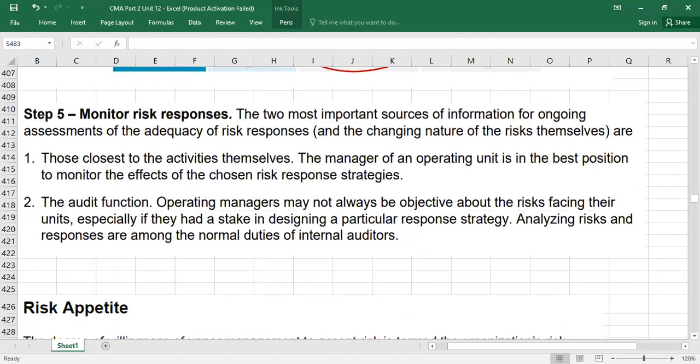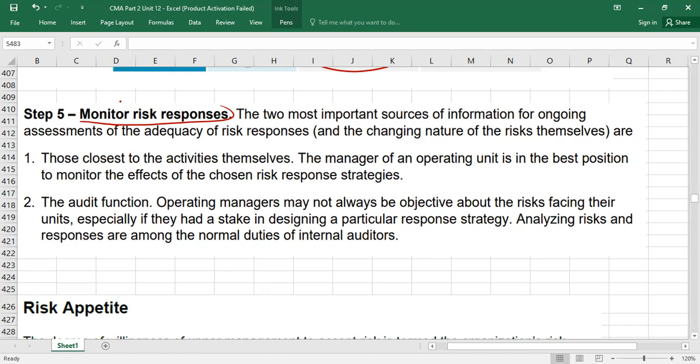Then guys, we have a fifth stage after risk responses that is called monitoring. Okay, risk monitoring, or monitor risk responses. This is the fifth stage. Obviously, once risks are identified, risks are assessed, and you have implemented the risk responses, you need to know the outcome of your responses, like how effective your responses are, right or wrong. So that is called monitoring.